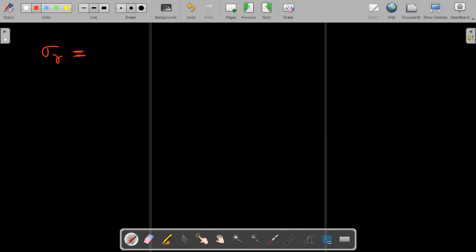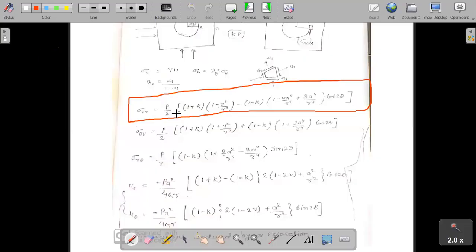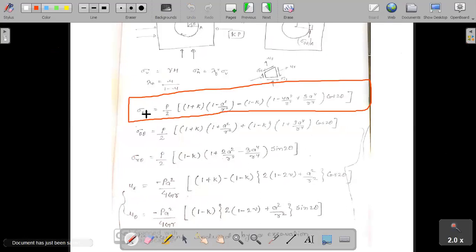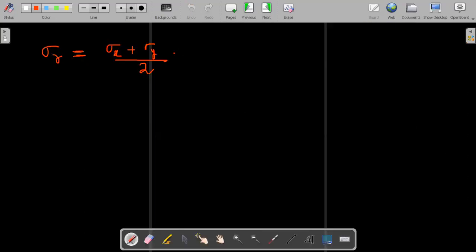What is the formula of sigma r? Sigma x plus sigma y by 2. Say the formula as we go. Sir, you just had two formulas of sigma r written, which one do you want? No, just say this one. This one we will derive right now, how P and K came. It will be easier. Sigma x plus sigma y by 2.